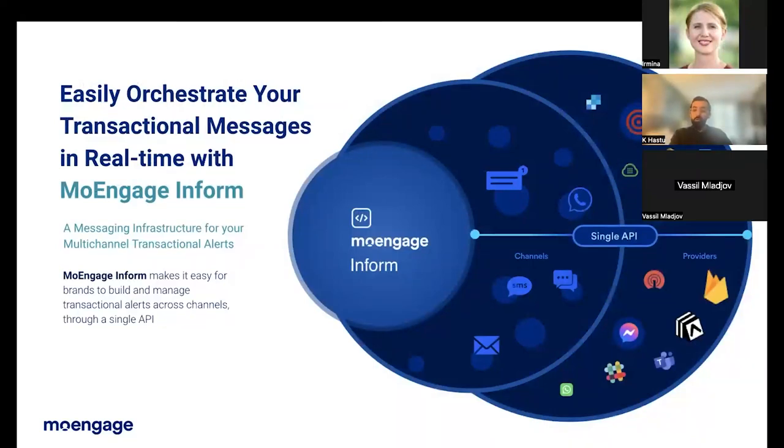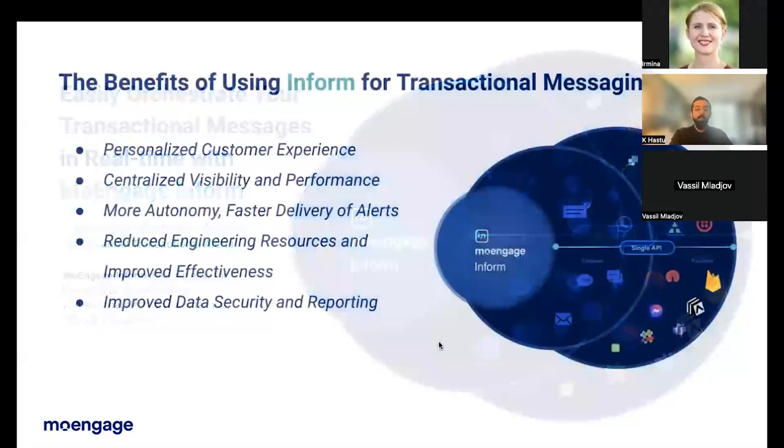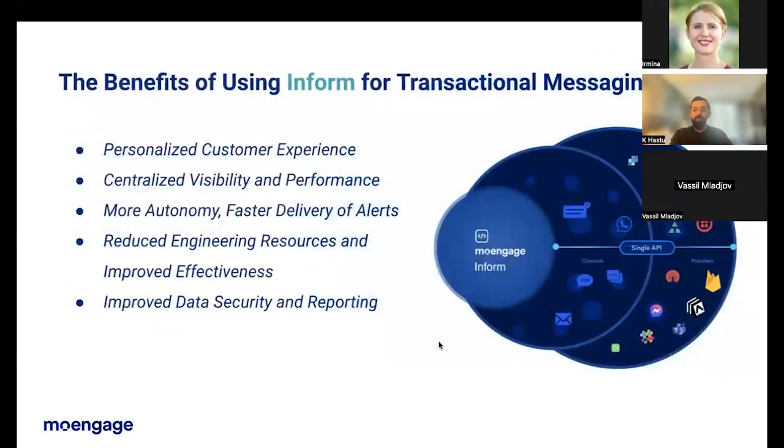We ensure a sub-5-second SLA to send a message out, because let's face it, nobody wants to wait for more than 5 seconds to get any transactional communication, especially an OTP. And we are able to make sure that as a brand and as product managers and lifecycle marketers, you have only one single API call that you need to make to deliver these messages across different channels.